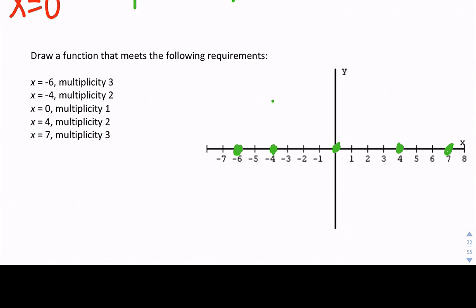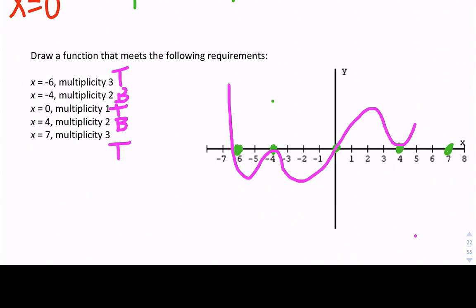And you can pick where you want to start, but we know that if the multiplicity is 3, it's going to go through. That just means the exponent is 3. If the multiplicity or the exponent is 2, it's going to bounce. This will be through, bounce, through. Okay, so if it's odd, it goes through, even it bounces. All right, so let's try drawing this. You can either start above or below. I'll start above. So it's going to go through, it's going to bounce, it's going to go through, it's going to bounce, and it's going to go through. So here's just one way I could have drawn it. I could have gone the opposite way as well.